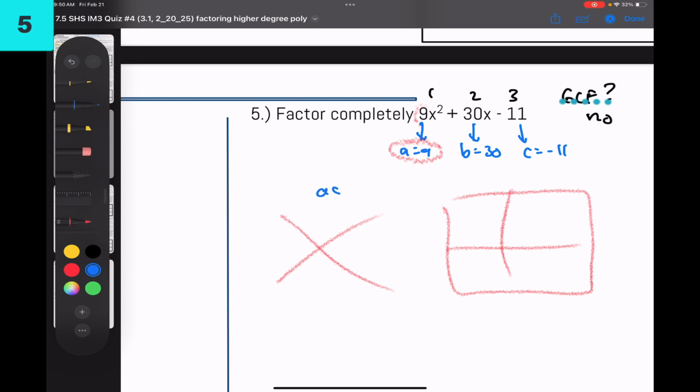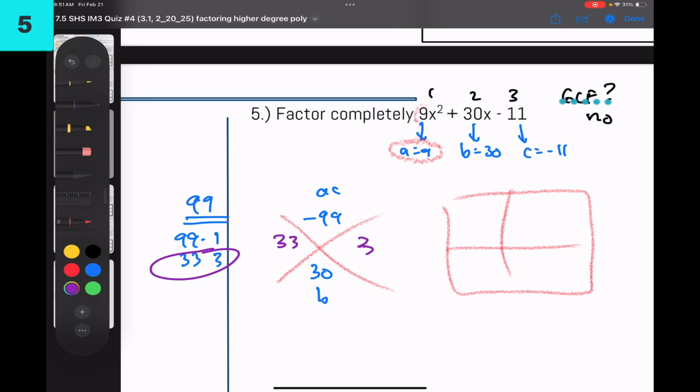So I have a times c, which is 9 times a negative 11, which is negative 99. My b value is 30. If you need some hints, which I'm thinking about out loud, 99 times 1, 3 times 33. Sometimes it's just helpful for you to visualize it. That's just what I did right there. And we'll make that one negative. So if I multiply that equals negative 99, but if I add those together equals 30.